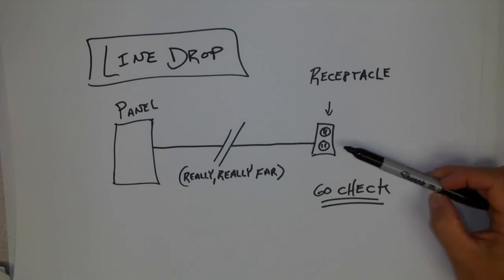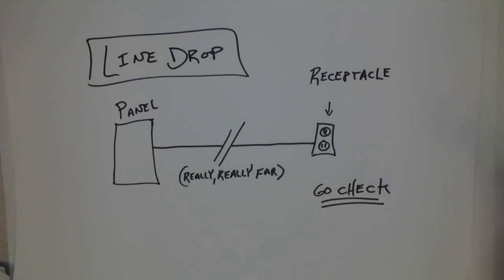And all we have is a receptacle way out in the middle of nowhere. Who knows where the panel is, many, many, many meters away. And they say, go check. Check. Is the line drop going to cause problems? What's the voltage? Like, what are we doing here? So how do you check?